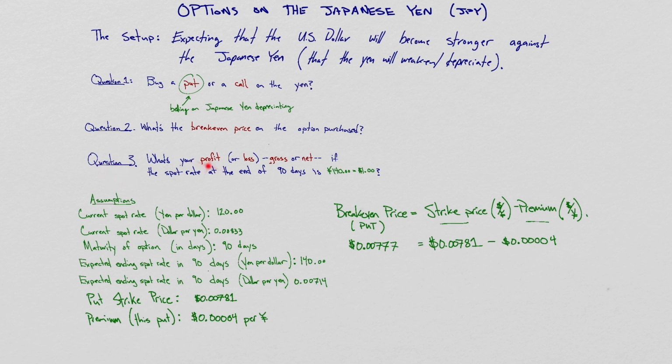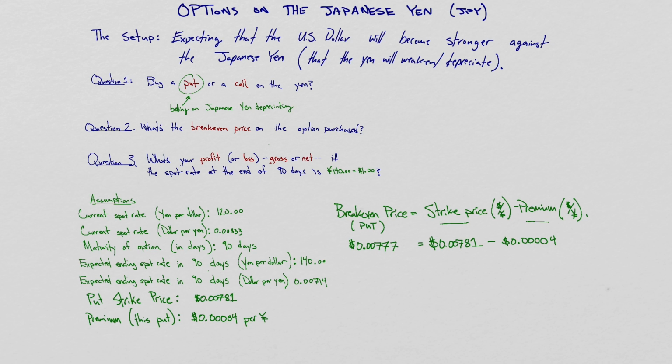What is your profit or loss? In this case, it's a profit, gross or net, if the spot rate at the end of 90 days is 140 yen to the dollar. And you ask maybe, how do I know if it's a profit right up front? And my answer would be, if you look at the current spot rate right now, it's at 120 yen to the dollar. If it goes to 140, that's a weaker yen. And so this position is profiting because we bought a put option on the Japanese yen.